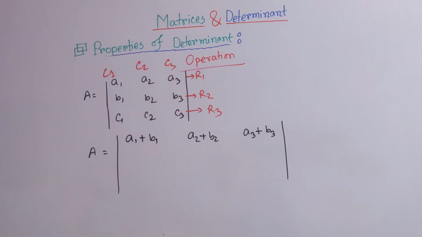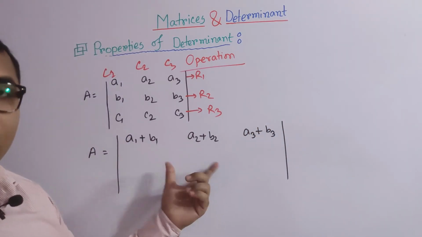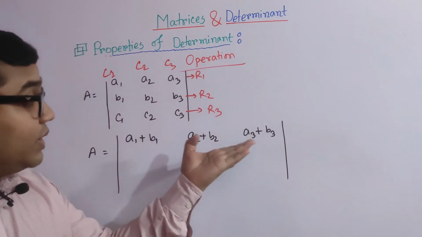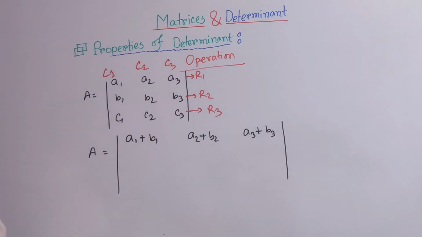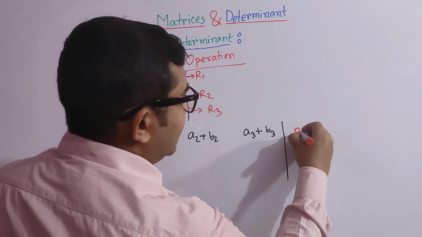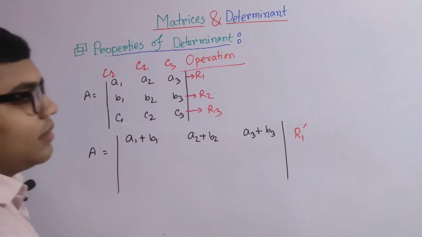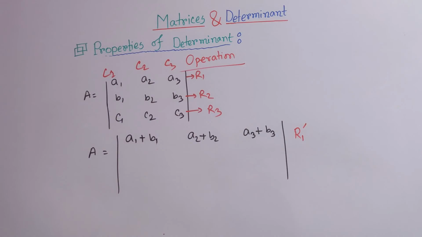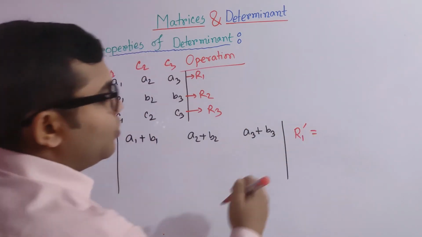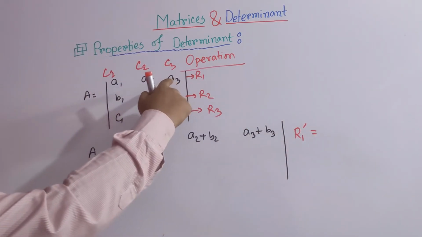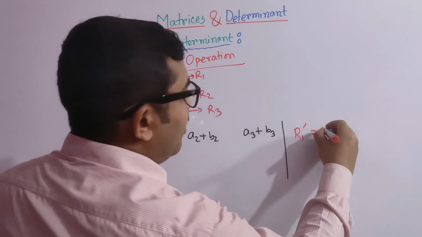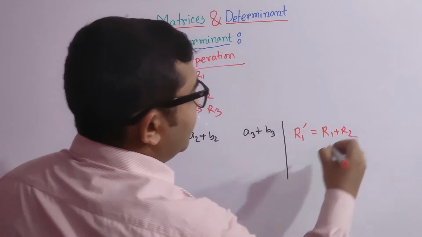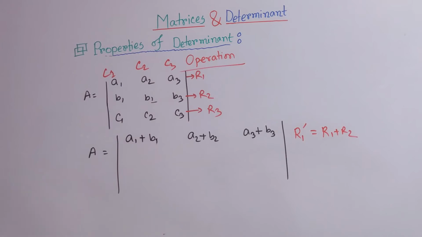Okay, here what have we done? We have added in which row? Row number 1. So we can write it this way: row 1 we are trying to focus on, so R1 prime is equal to R1 plus R2, where row 1 is added with row 2. That is our comment or side note.